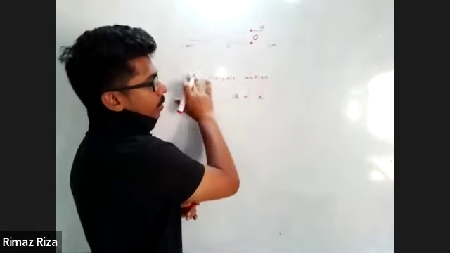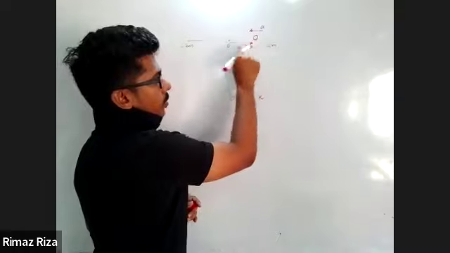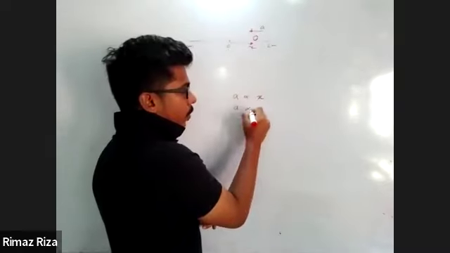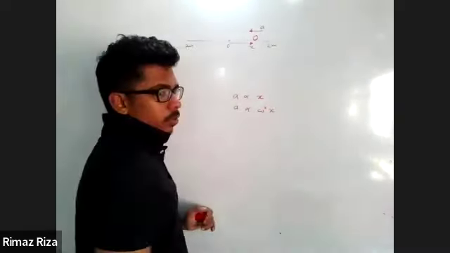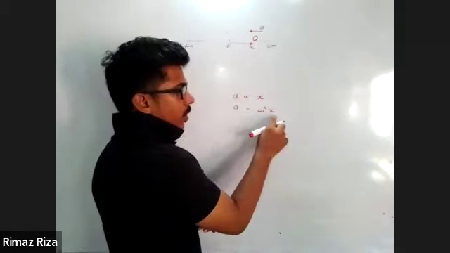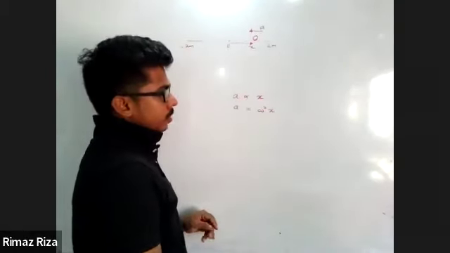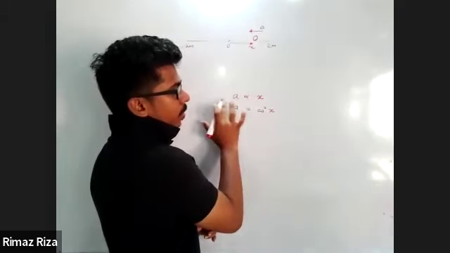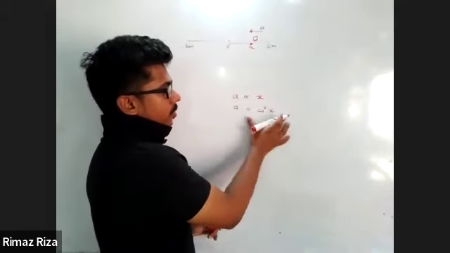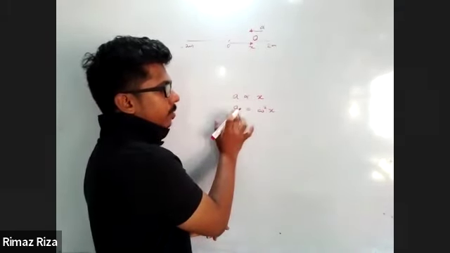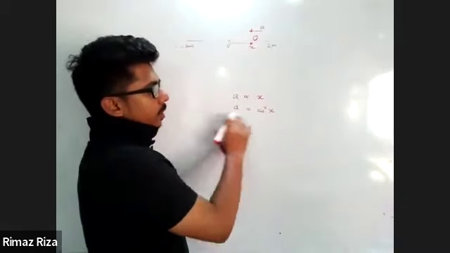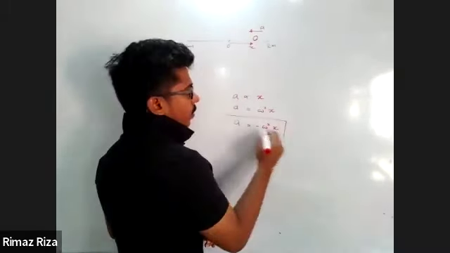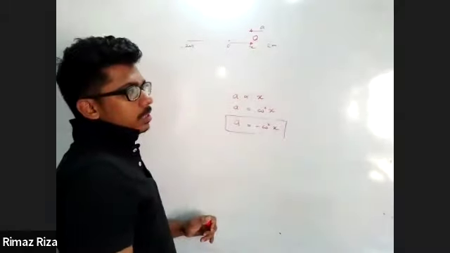So we can write it mathematically: a is proportional to x, where x is measured from the midpoint. We write a is proportional to omega squared x, so a equals omega squared x, where omega squared is the proportionality constant. This is the equation in magnitude, giving the relation between the magnitude of the acceleration and the displacement. But in vector form, a equals minus omega squared x. This is the mathematical formula for simple harmonic motion.